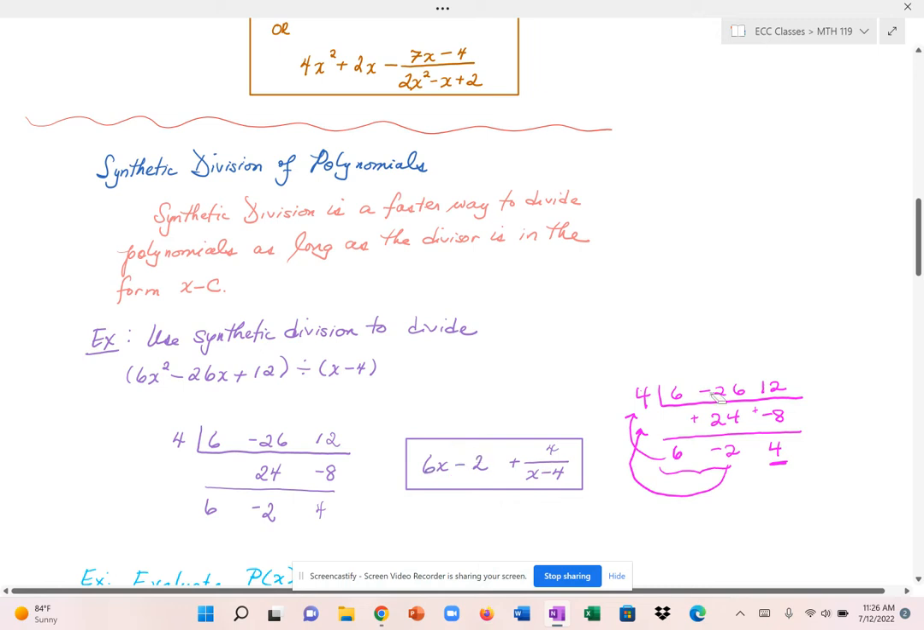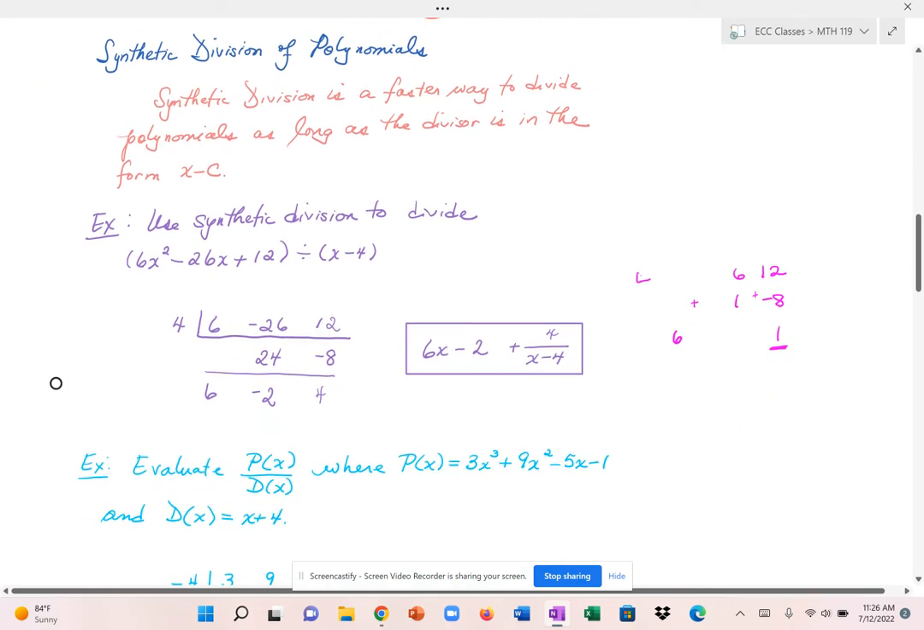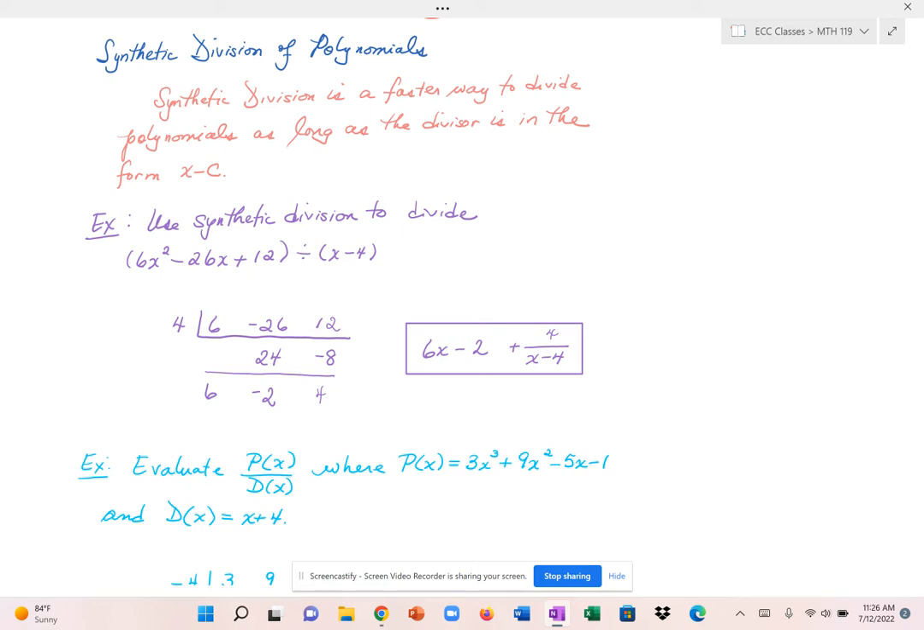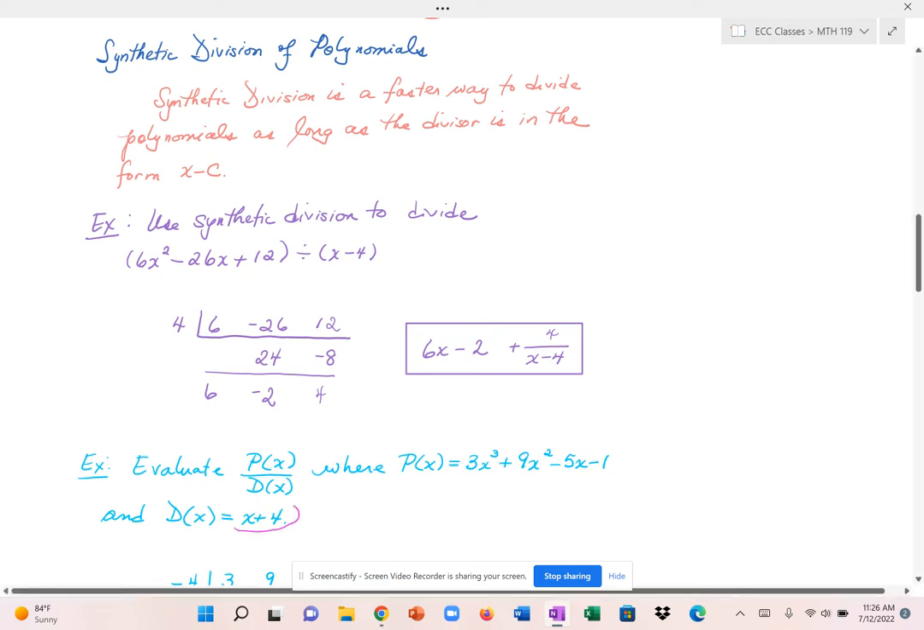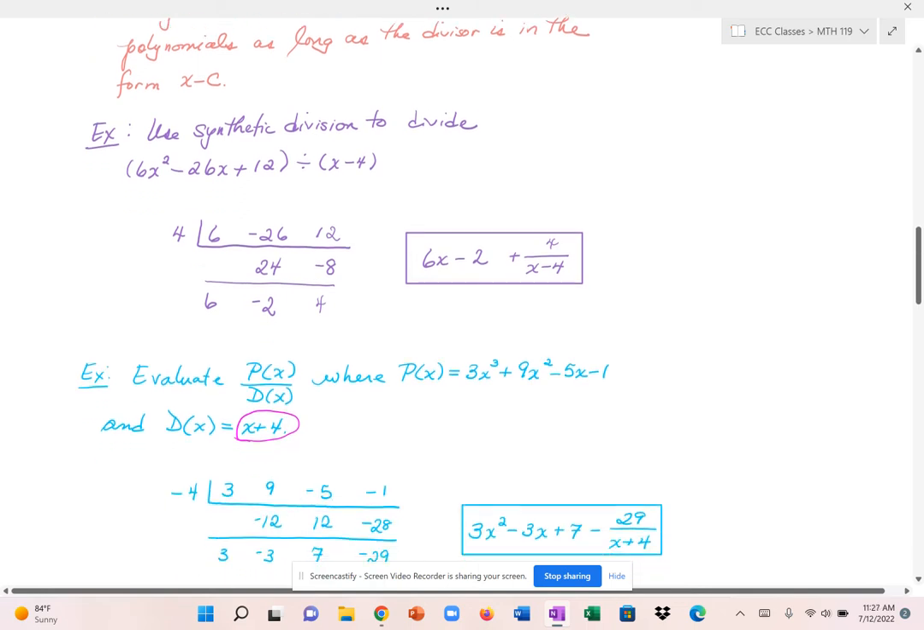Okay, so we'll do another one with synthetic division. Here we want to evaluate p of x divided by d of x, where p of x is 3x to the third plus 9x squared minus 5x minus 1, and d of x is x plus 4. So my divisor is a linear expression with the leading coefficient of 1. So that's good news. So we put negative 4 on the outside.